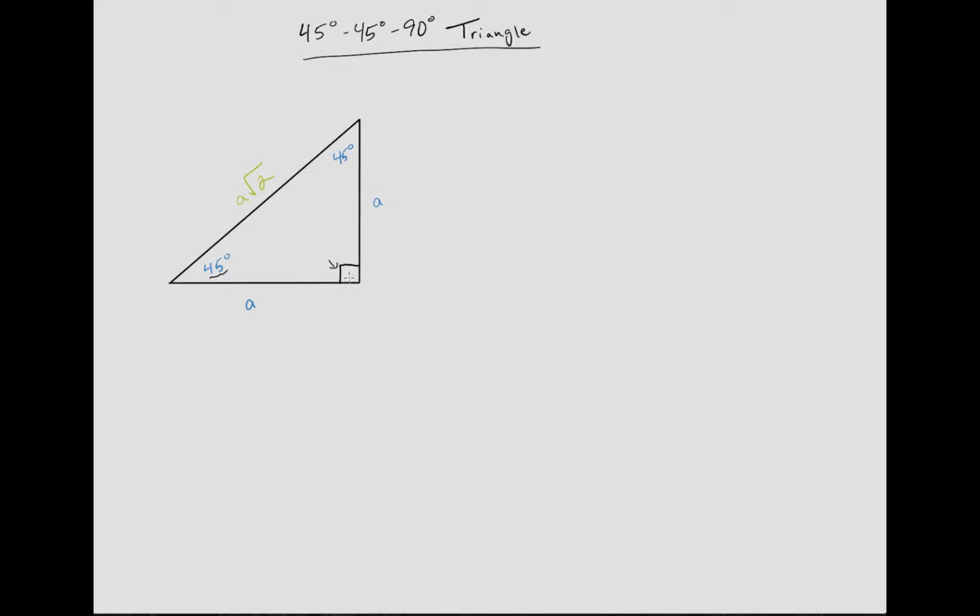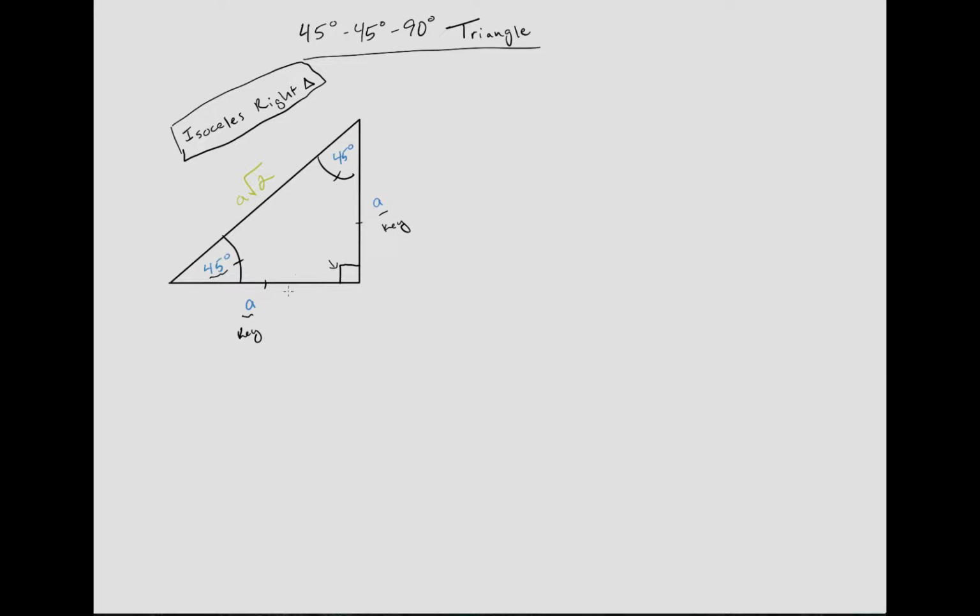In addition to that, since these base angles here are congruent, well, that means these sides are congruent as well. So this is actually an isosceles triangle. And in fact, it's the only isosceles right triangle. So that's kind of why it's important. And we end up with this nice relationship here that this is kind of the key. And you'll see that there's two keys because it's isosceles.